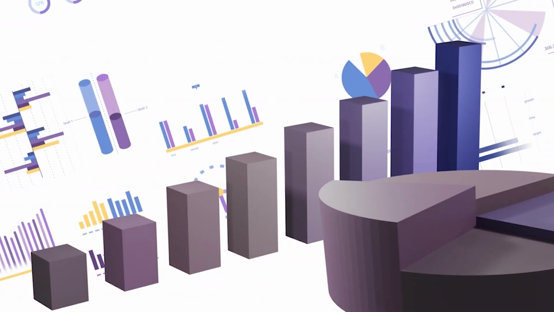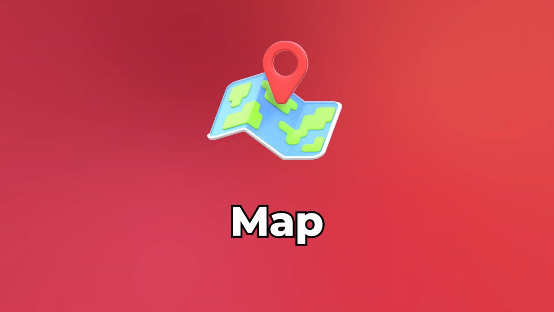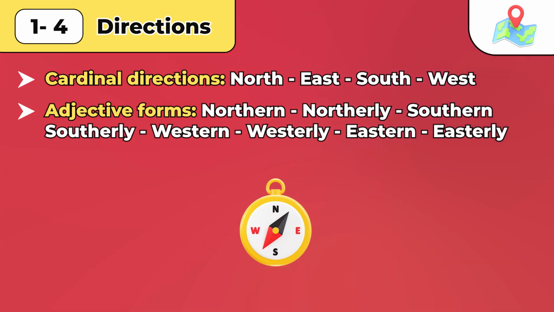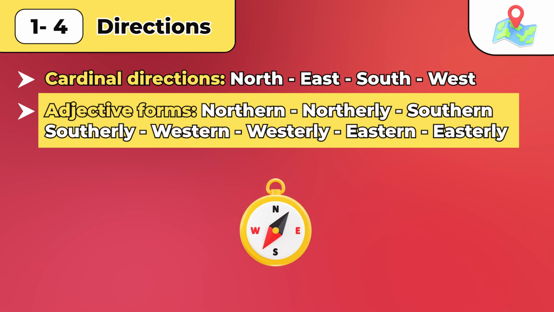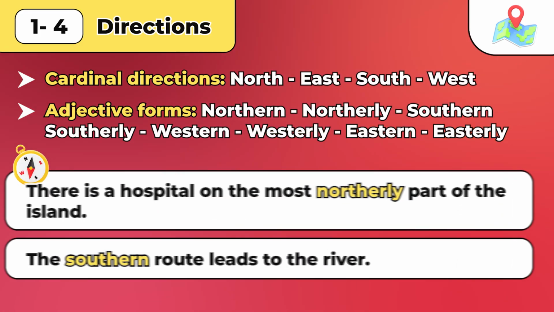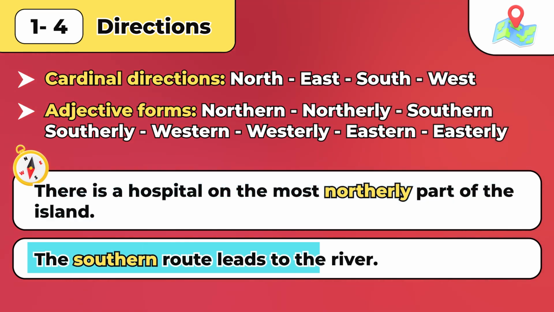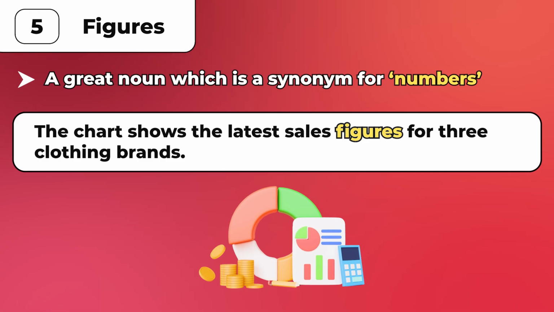IELTS Writing Task 1 provides you with charts, graphs, or maps which you need to describe. If you get a map, it's important to know the adjective forms of the cardinal directions north, east, south, and west. The adjective forms are northern or northerly, southern or southerly, western or westerly, and eastern or easterly. For example, there is a hospital on the most northerly part of the island, or the southern route leads to the river.